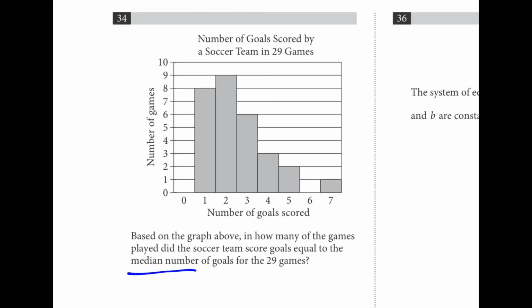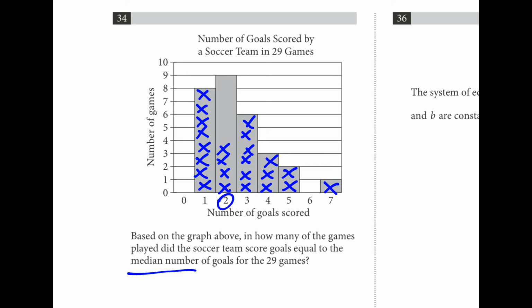34, I have to know the median. So if I cross off the biggest, and 1 from the smallest, and 2 from here, and 2 from there, and 1, 2, 3 from here, 1, 2, 3 from there, 1, 2, 1, 2, and if I keep going with this, I find that my median is 2. And they want to know how many games I scored that many goals. And if I follow that over, the answer is 9.